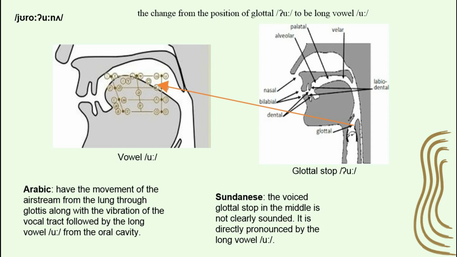Different from the Sundanese sound system, data number 3 shows that the voiced glottal stop in the middle is not really sounded. It is directly pronounced by the long vowel u. It is also actualized in the transliteration from Arabic to Sundanese.